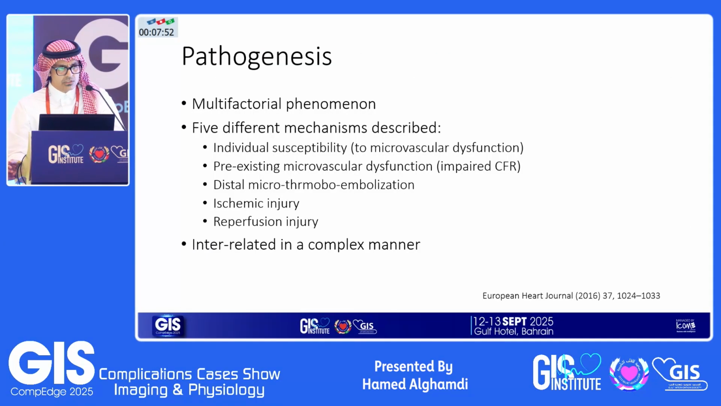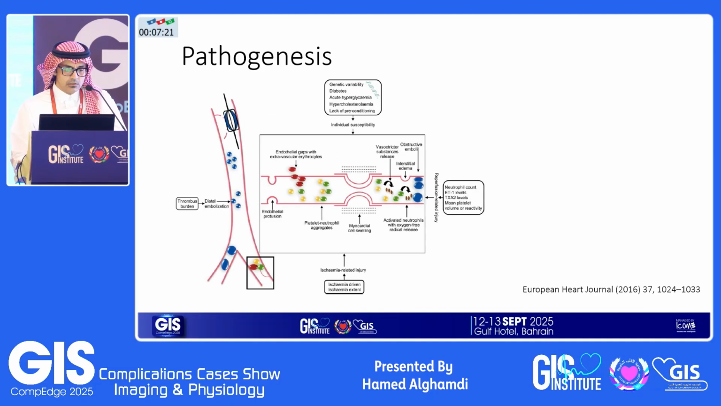Okay. So why does it happen? It's a multifactorial phenomenon, and usually when you read about it in the literature, it's interrelated in a complex manner. It's not just one thing. It's a multitude of different causes together. Five different mechanisms have been well described in the literature, including individual susceptibility, pre-existing microvascular dysfunction, distal microthromboembolic phenomena, ischemic injury, and reperfusion injury. All in a complex manner lead to pathogenesis.